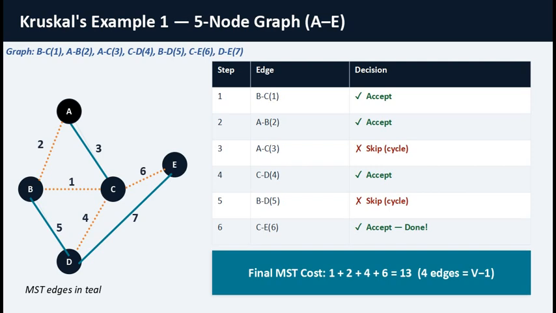CD with weight 4 is accepted. BD with weight 5 is skipped because it would close a cycle. And finally, CE with weight 6 completes our spanning tree. The final MST cost is 1 plus 2 plus 4 plus 6, giving us 13. Notice we only needed 4 edges for 5 vertices. That's v minus 1 in action.